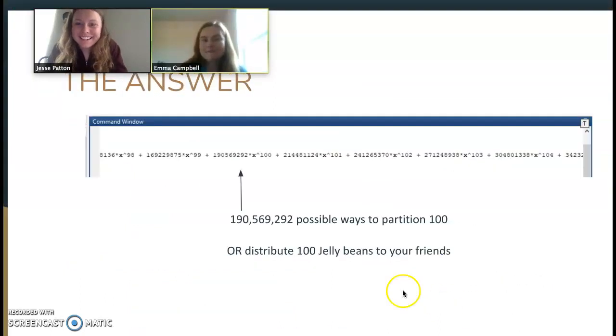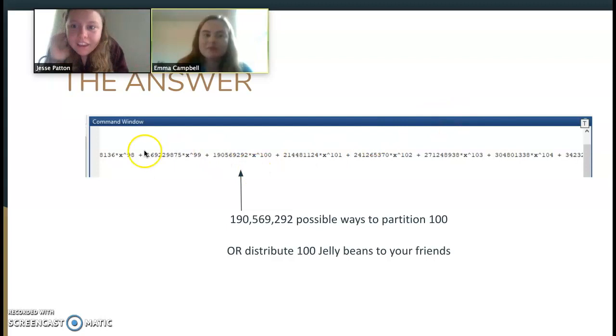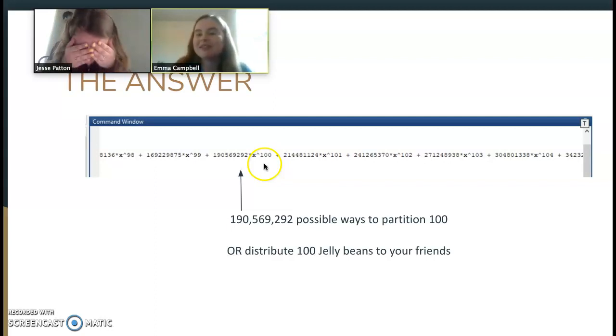And we did. When the beautiful MATLAB function multiplied out all these numbers, you have terms all the way up to 100 and so many after 100 too. But the coefficient in front of x to the 100th power is 190,569,292, which means that there are that many ways to partition 100, or distribute 100 jelly beans to friends. Imagine if we had done it by hand.